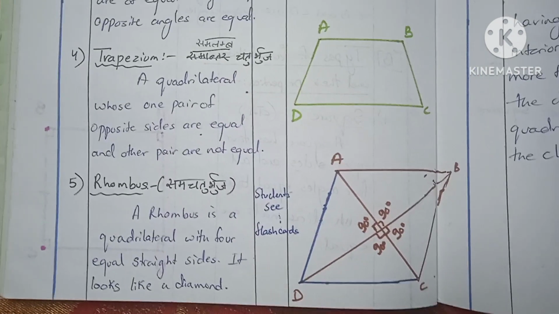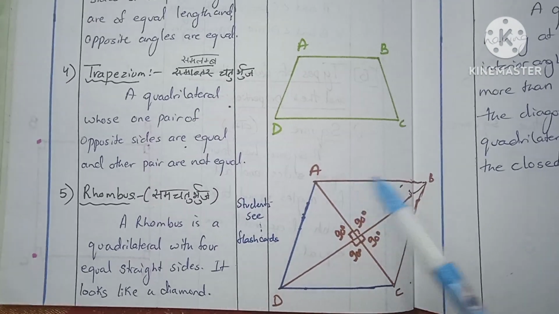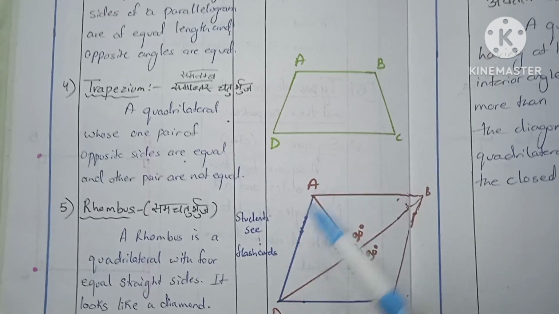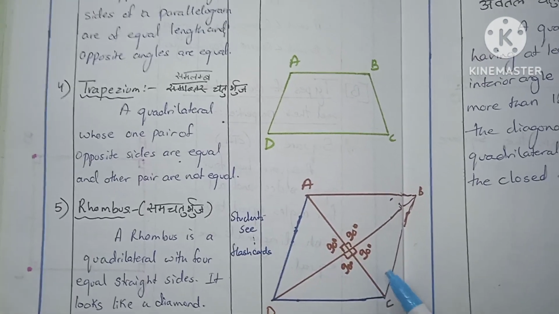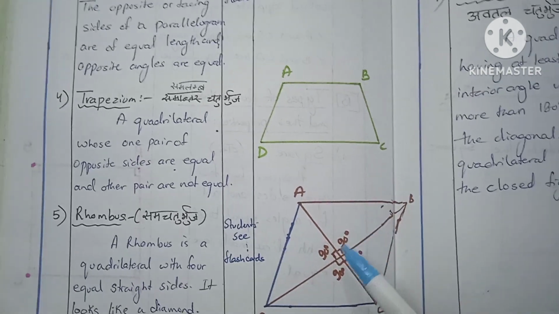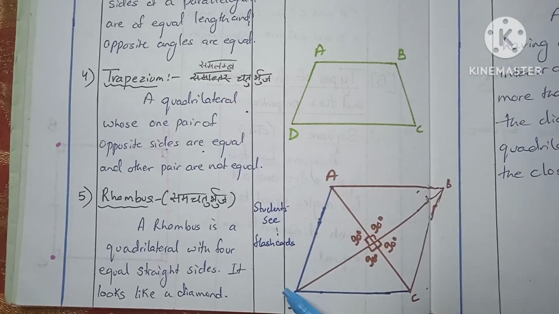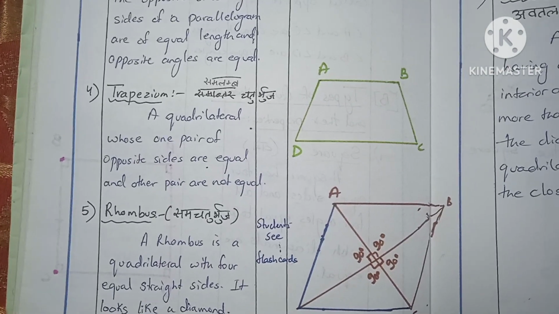Then we come to the rhombus. The teacher draws a rhombus. In a rhombus, basically all sides are equal, but the angles over here are not 90 degrees. The diagonals cut each other at 90 degrees. So this is the property of a rhombus, which is called samchaturbhuj.